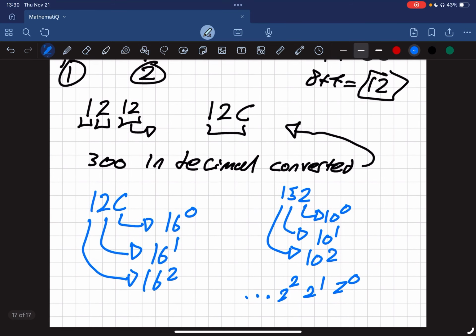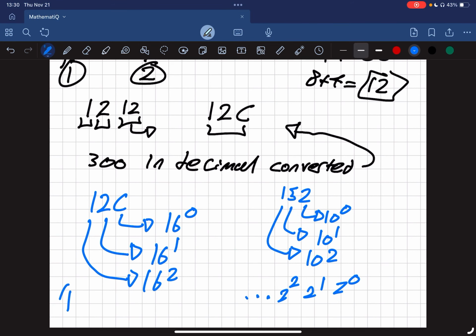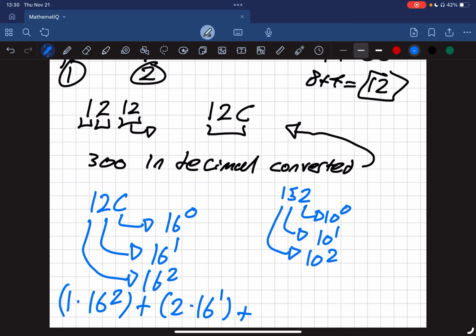so on and so forth. So if you take this and you multiply it, you get 1 times 16 to the 2 plus 2 times 16 to the 1 plus, I'm just going to delete this right here. And then you have C, which is 12 times 16 to the 0. And if you add this up, you get 16 squared, which is 256, plus 2 times 16 to the 1, which is going to be 288 total. And then you have plus 12, which is going to yield 300.